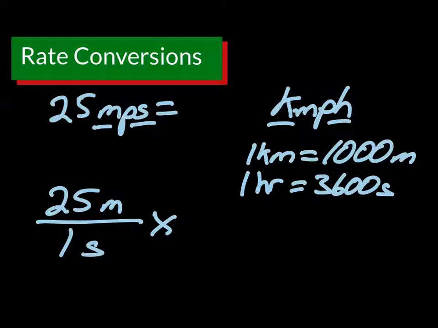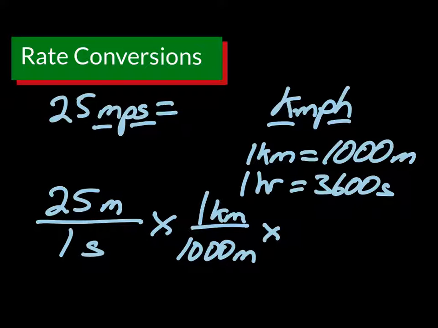Now we have our conversion factors. We're going to take our starting units, meters, that we have on the top, and we're going to write our conversion factor with those meters on the bottom. So it's 1 kilometer is equal to 1,000 meters. And now we're going to convert the seconds to hours. And here we have seconds on the bottom, so we're going to put our seconds on the top so that they can cancel over 1 hour.